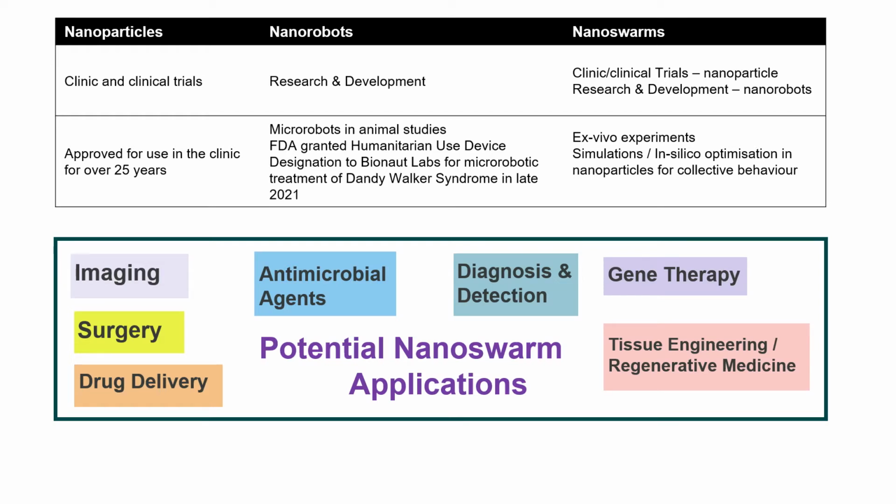It's only in the last few years that researchers have made proof of concept advances that could lead to useful devices, such as the BioNot device for rare pediatric brain disorder, and researchers predict we'll see the first clinical applications in 5 to 10 years. The nanoswarm systems that we'll be talking about in this module are largely in research and development. Potential applications of these different systems include drug delivery, imaging, tissue engineering, surgery, gene therapy, diagnosis and detection, and antimicrobial agents. Each of these areas aims to address different challenges in medicine.